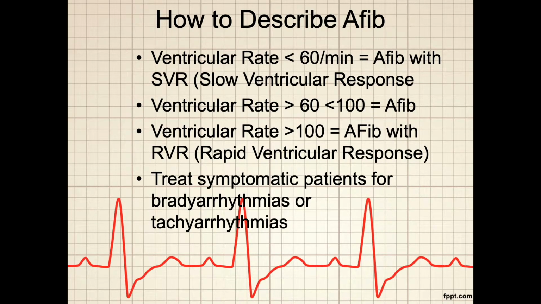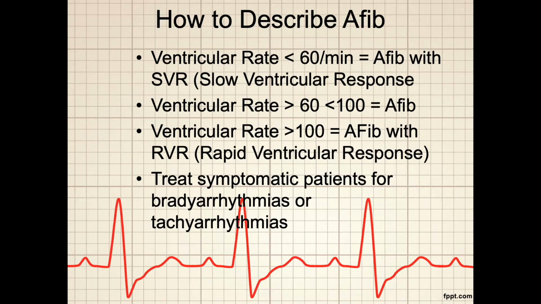So, for ventricular rates less than 60, it is customary to say the patient is in AFib with a slow ventricular response, or AFib with SVR. If the ventricular rate is greater than 60 but less than 100, the rhythm is simply referred to as atrial fibrillation, or AFib. If the ventricular rate is greater than 100, we refer to the rhythm as AFib with RVR, or atrial fibrillation with a rapid ventricular response.